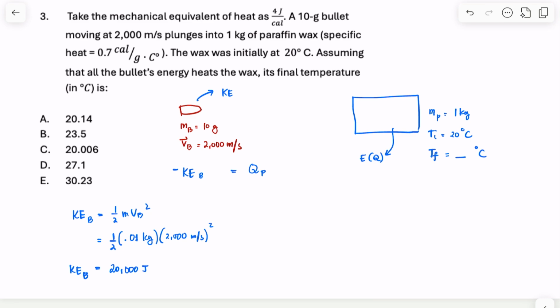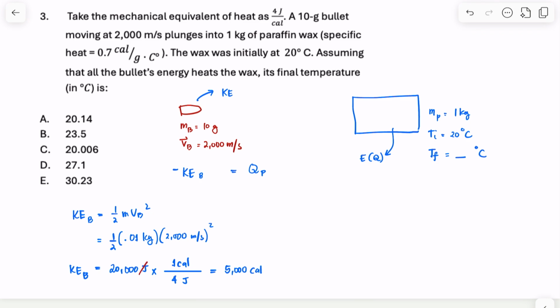Okay, now that's joules, so I have to convert that into calories because, as you can see, that will come in handy because the specific heat of the paraffin is in calories. Now I'm also given the conversion factor here: 4 joules is 1 calorie. Equivalently, 20,000 joules will reduce to 5,000 calories. The joules cancel out in this case.